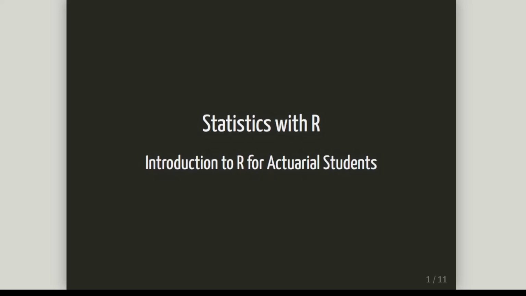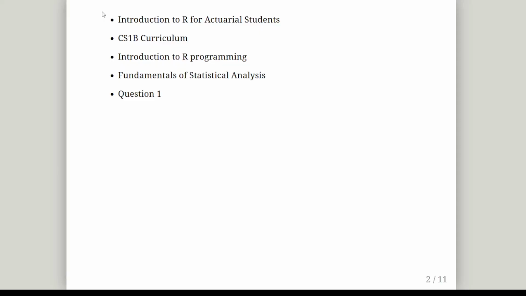Okay, in this presentation we are going to look at a quick statistical analysis of a hypothetical situation. This is an introduction to R for actuarial students and it corresponds to the CS1B curriculum, which comprises an introduction to R programming and fundamentals of statistical analysis. So this is beginners level R and beginners level statistics with R, and this will correspond to a question 1 type question that will come up in the papers.